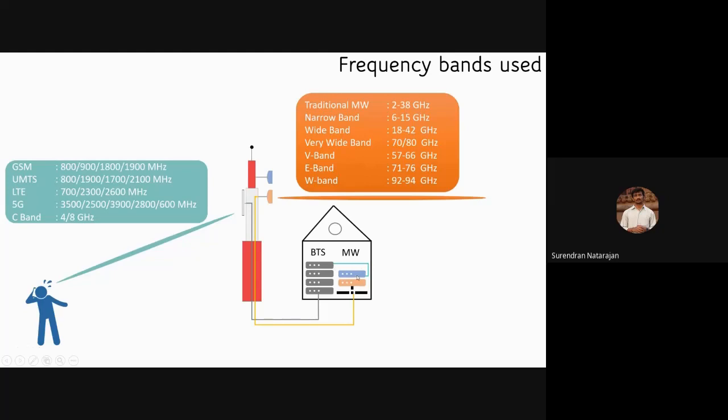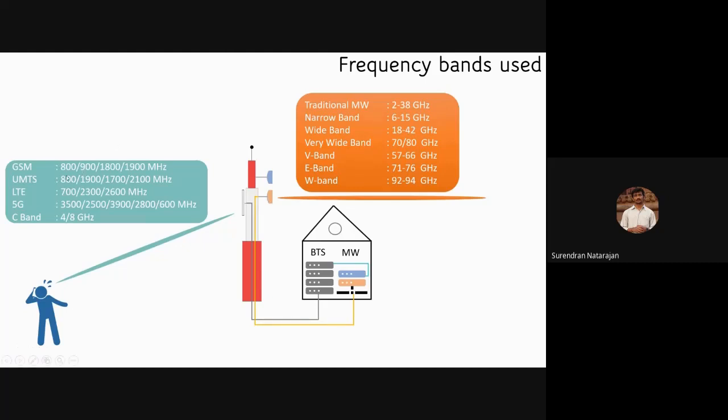The microwave equipment is called a modem. So what does the modem do? It receives the baseband signal from the BTS and, using the carrier frequency, converts it to IF frequency. That IF frequency is sent to the antenna. Here there will be a radio attached to the antenna. This radio converts the IF frequency to RF frequency so that it can travel in the atmosphere. So this is the one.